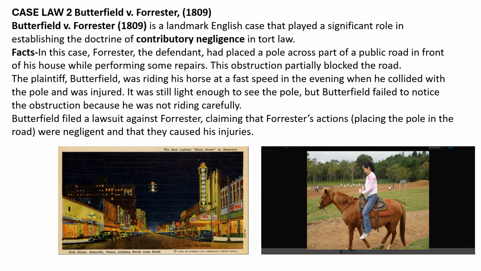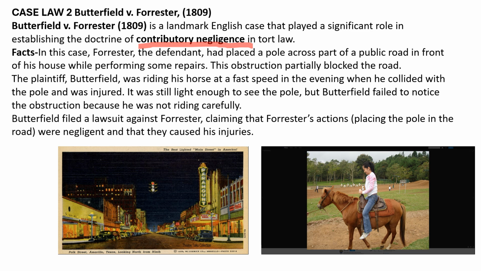Case law, second one, is Butterfield versus Forrester, a case of 1809. Butterfield versus Forrester is a landmark English case that played a significant role in establishing the doctrine of contributory negligence in tort law. Facts. In this case, Forrester, the defendant, had placed a pole across part of a public road in front of his house while performing some repairs. This obstruction partially blocked the road.